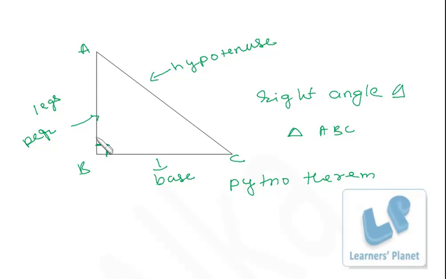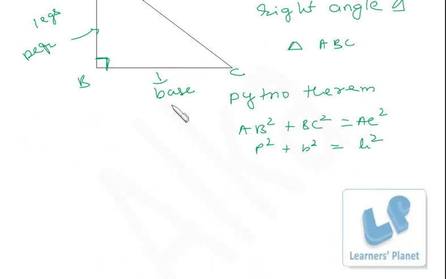According to Pythagoras theorem, AB square plus BC square is equal to AC square. That means perpendicular square plus base square is equal to hypotenuse square. That is very important, and you must know Pythagoras theorem. So many questions in competitive exams are asked on Pythagoras theorem, right? Base square plus perpendicular square is equal to hypotenuse square. Now when we discuss Pythagoras theorem, you must know some basic Pythagorean triplets.